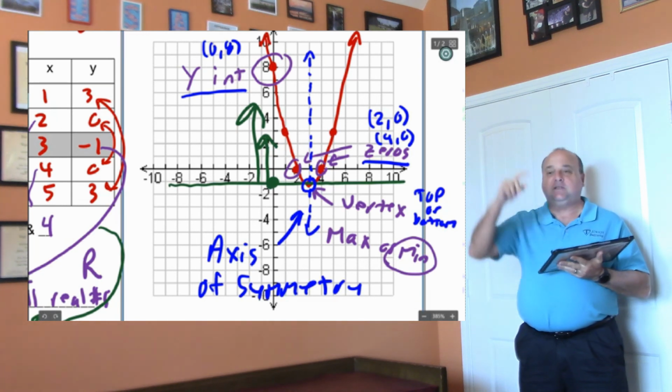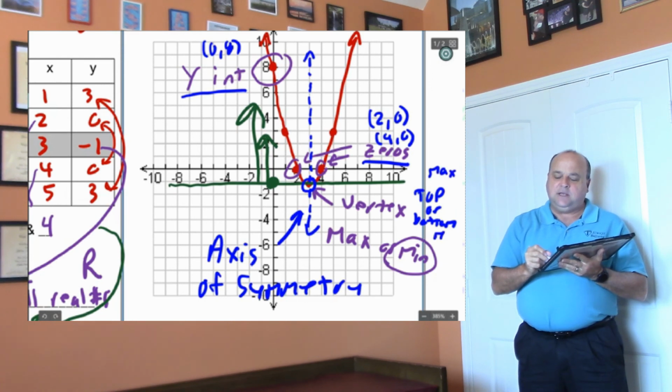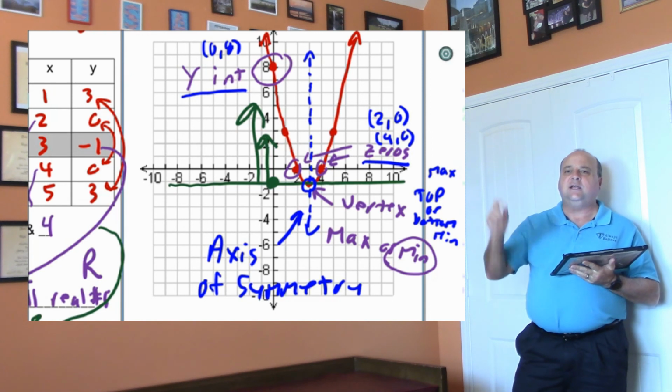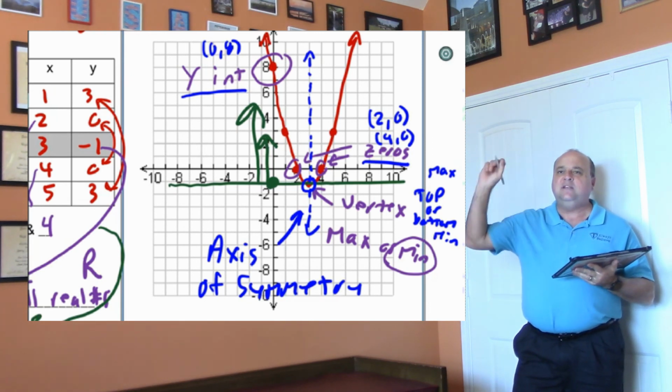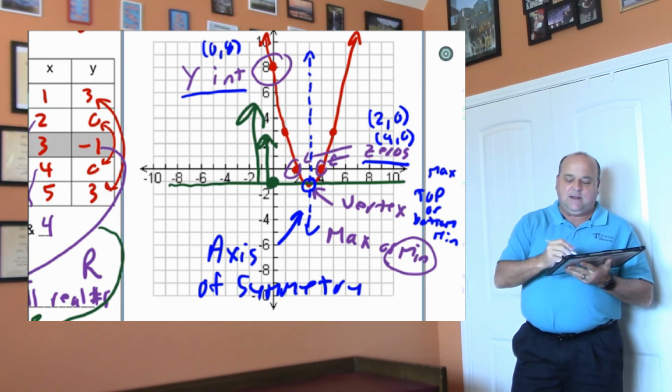If it's the top, it's going to be a max. And if it's the bottom, it's going to be a min, okay? This graph here, the bottom of the graph is the vertex. It's a minimum value. That means the y never gets smaller than -1. That's what min means.